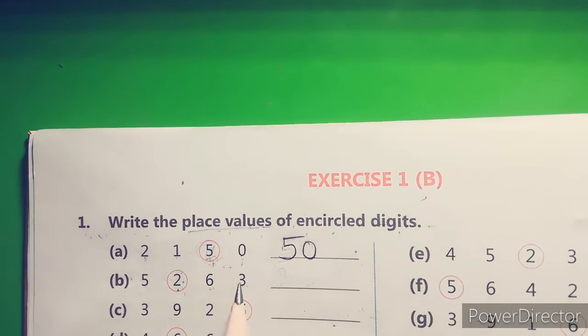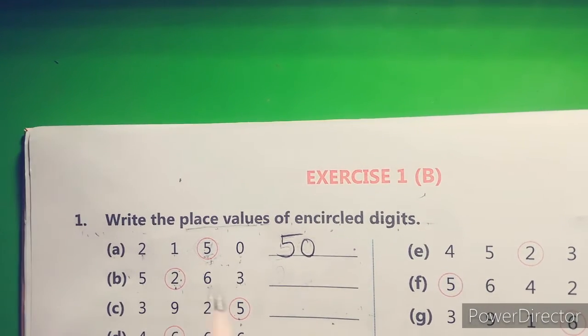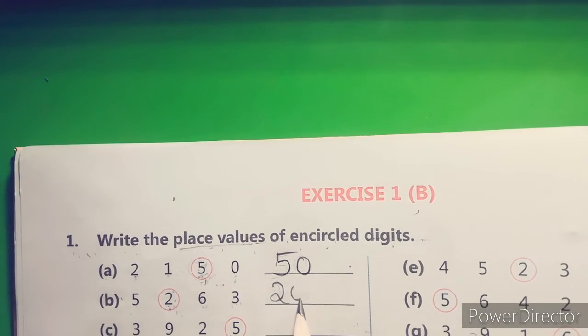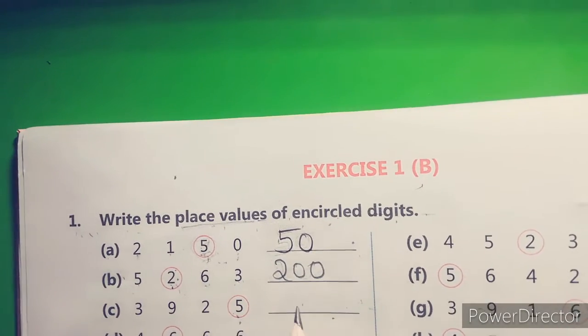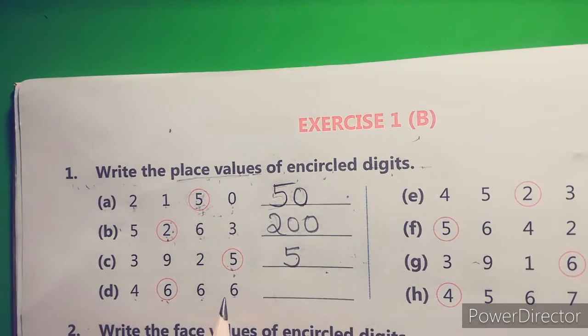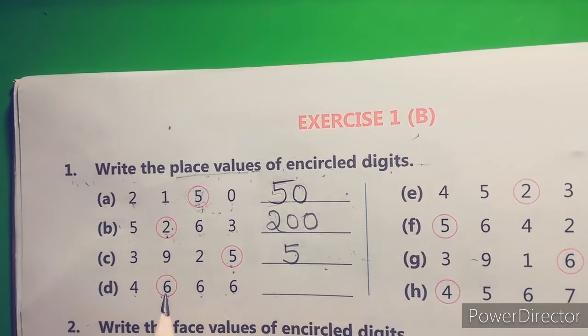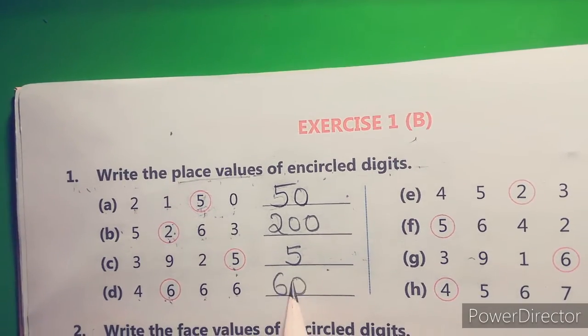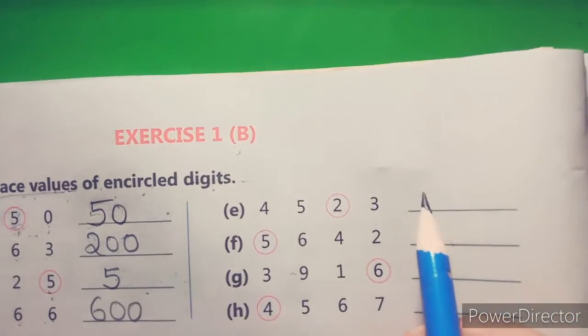5263. Ones, tens, 100, that is 200. Here 5 in ones place. Here 4666. Ones, tens, 100, 600. Here 20.